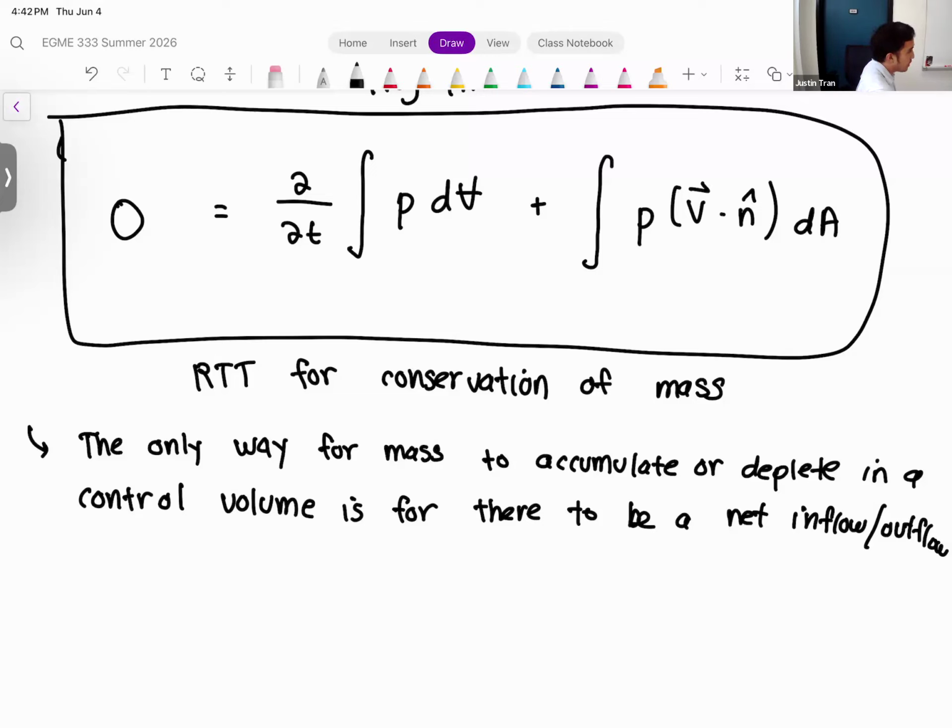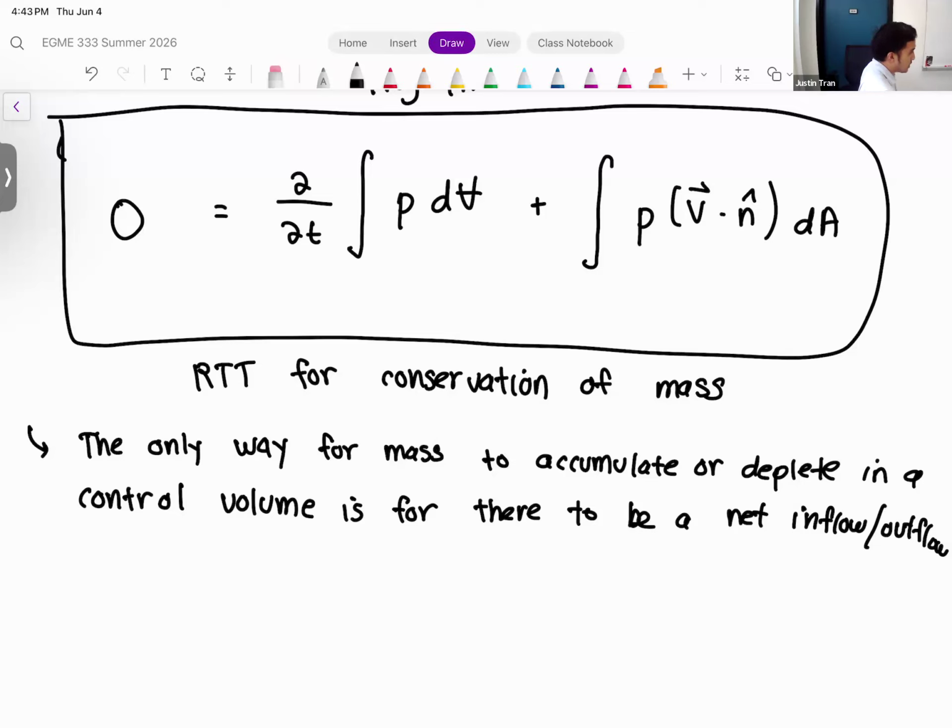Right, so if mass is accumulating, so if water is accumulating in your system, that means there's more inflow of mass coming in than there is outflow, right? Whereas if there's water or fluid depleting from your control volume, that means there's more outflow than inflow, right? It sounds very simple, I think, when you say it like that. But that's just kind of mathematics.